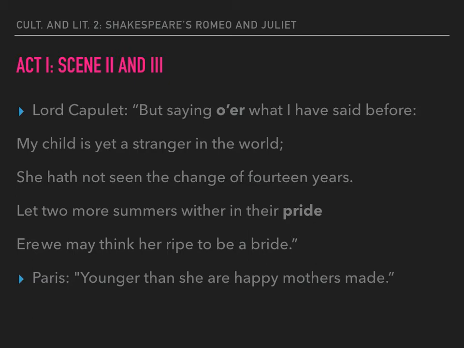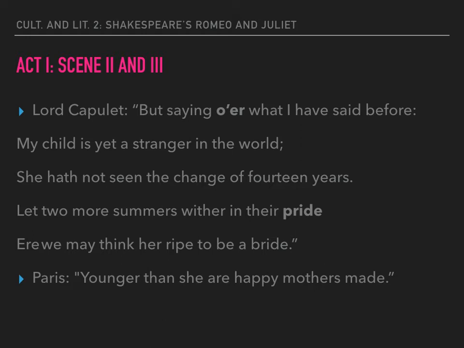Now, in Scene 2 and in Scene 3, Paris goes to Lord Capulet to ask him for Juliet's hand in marriage. Juliet's father thinks that she's too young. He says, "But saying over what I have said before, my child is yet a stranger to the world. She hath not seen change of 14 years. Let 2 more summers wither in their pride, or we may think her right to be a bride."